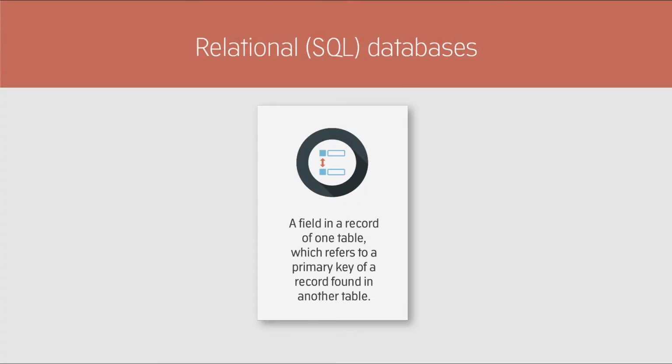A foreign key is a field in a record of one table, which refers to a primary key of a record found in another table. When using SQL to retrieve data from multiple tables, we can use an operation known as a join to connect the records in different tables based on these foreign keys.